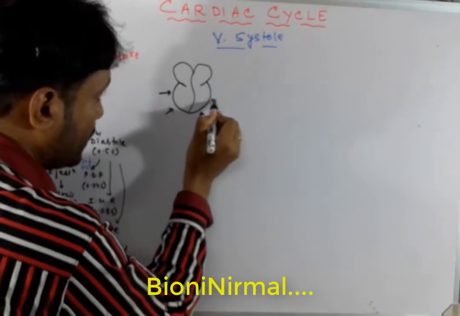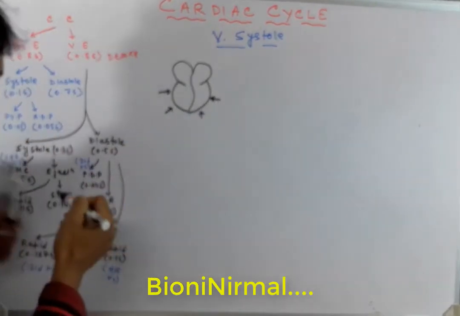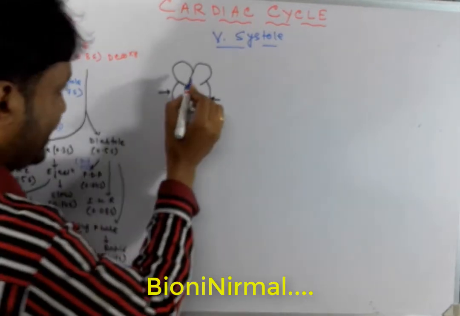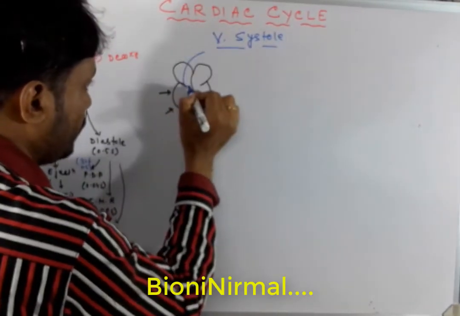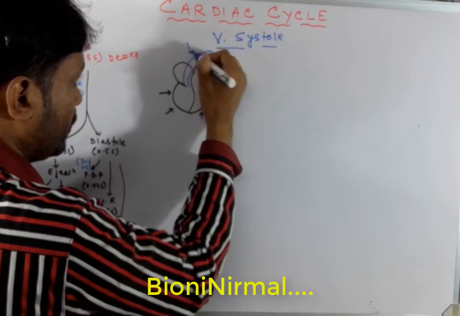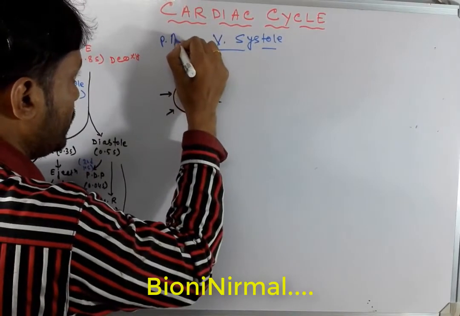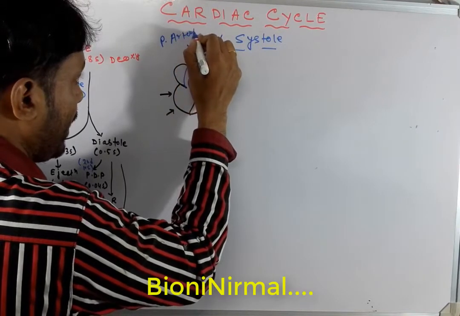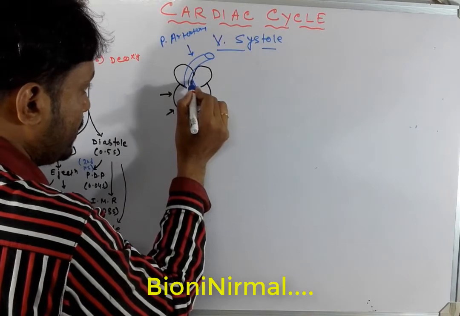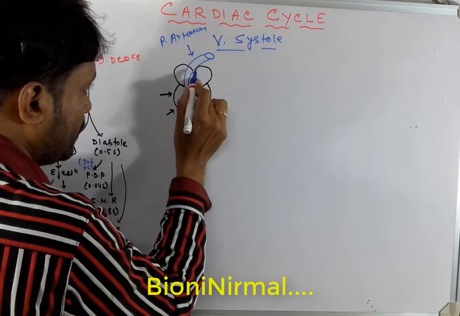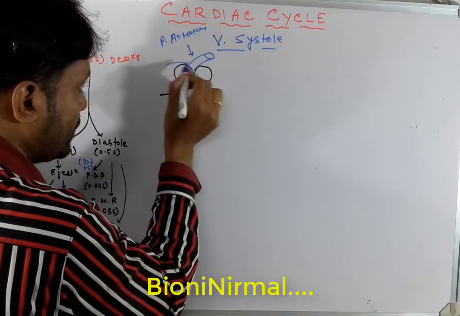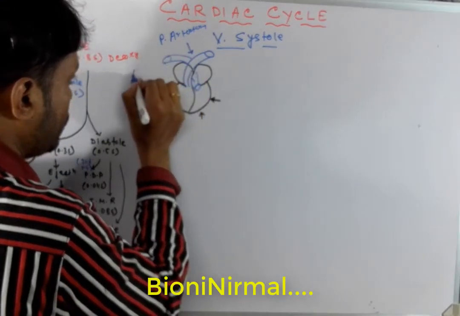So the ventricle will be contracted during the time of ventricular systole, and here is the presence of the pulmonary artery. So this is the pulmonary artery, and here is the arch of aorta, the aortic arch.